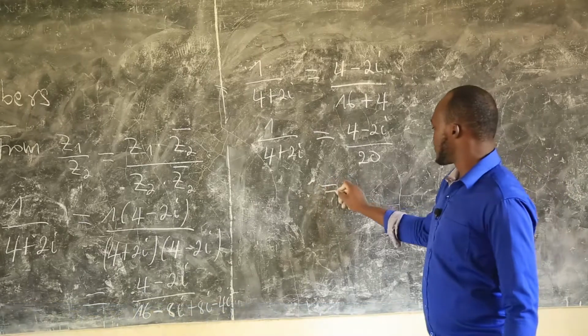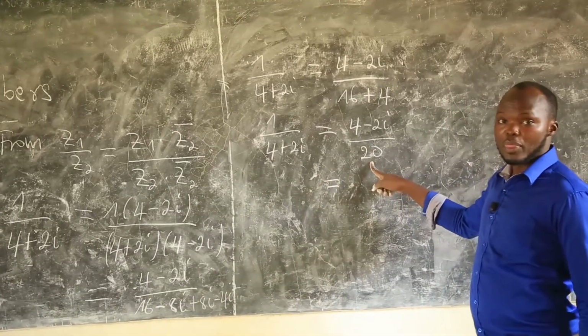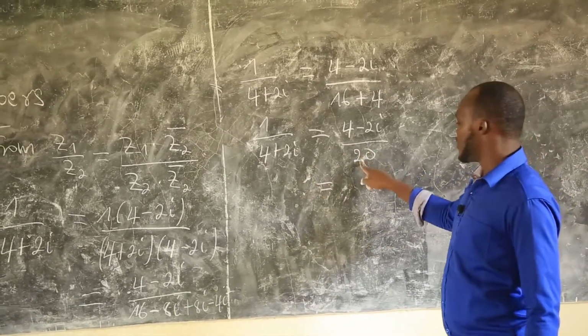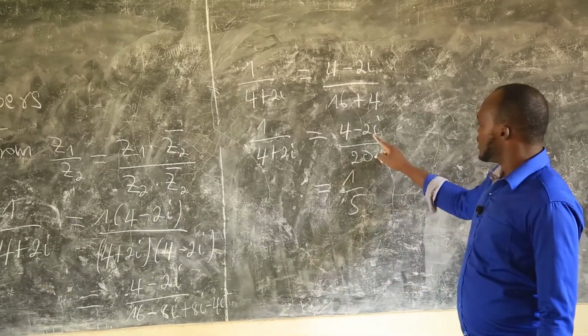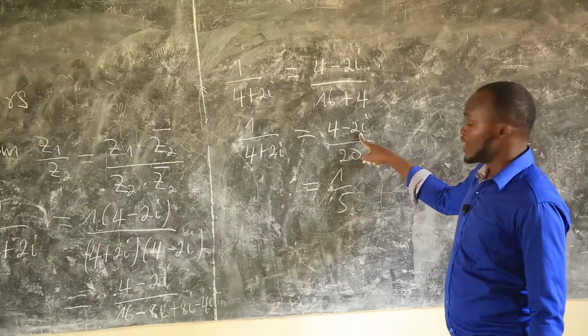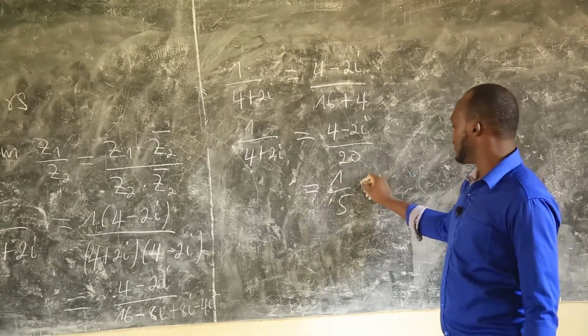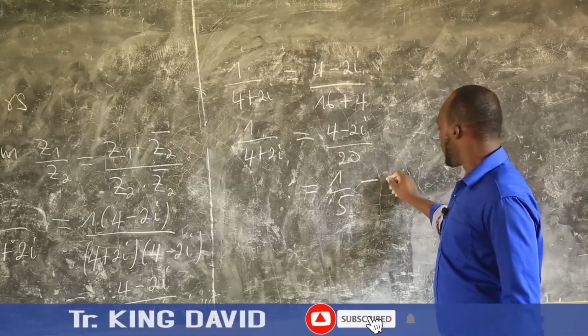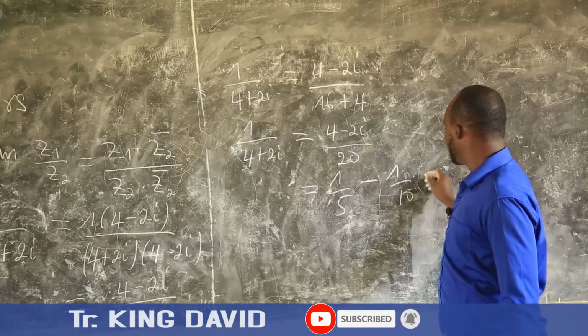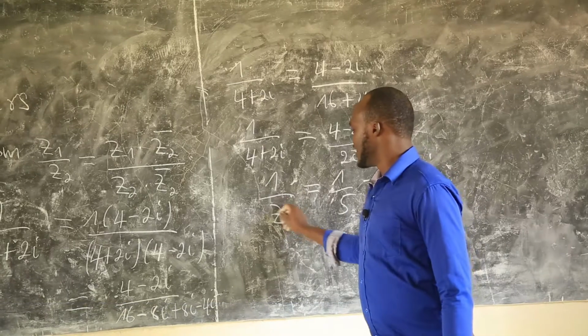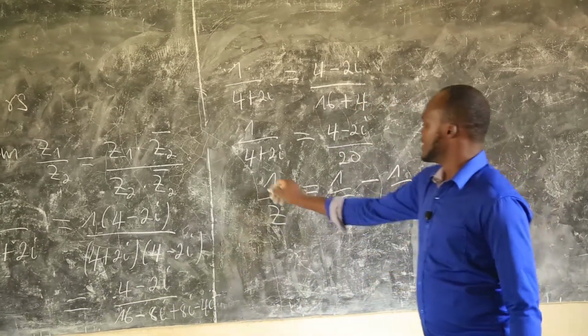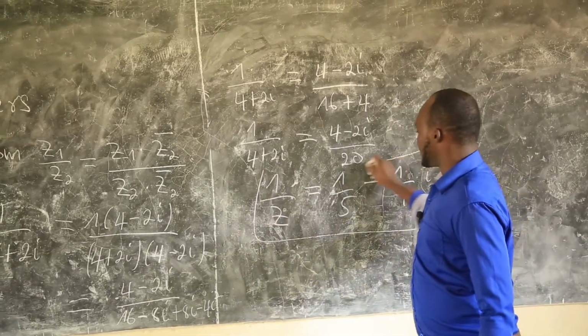So which is 4 divided by 20: by 4, 1; by 4, 5. That is 1 over 5. 2 divided by 20: by 2, 1; by 2, 10, minus 1 over 10i. So this is 1 over z. And it is the final answer.